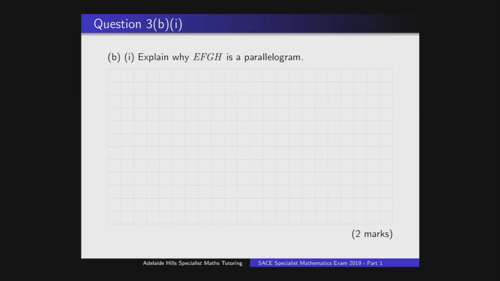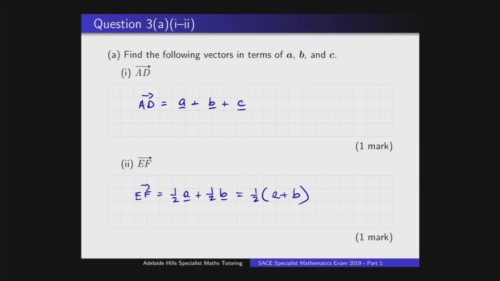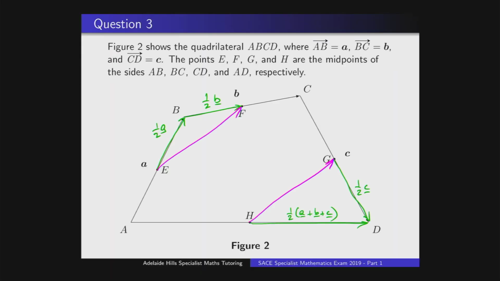Okay, so we now move to part B of the question. In part B, part 1, we will need to explain why EFGH is a parallelogram. Being a parallelogram means that it's a quadrilateral and opposite sides are the same length and are parallel.